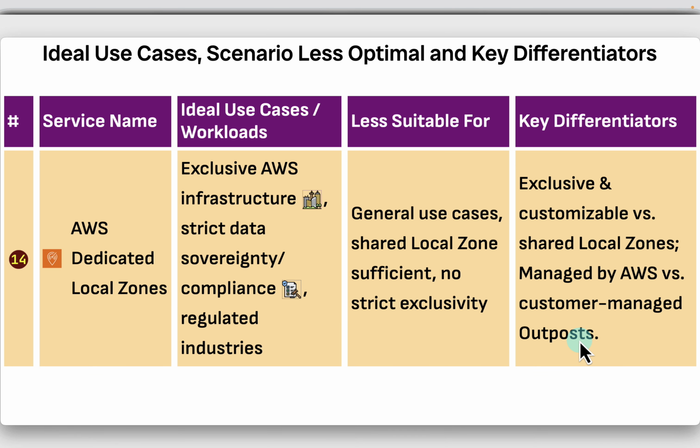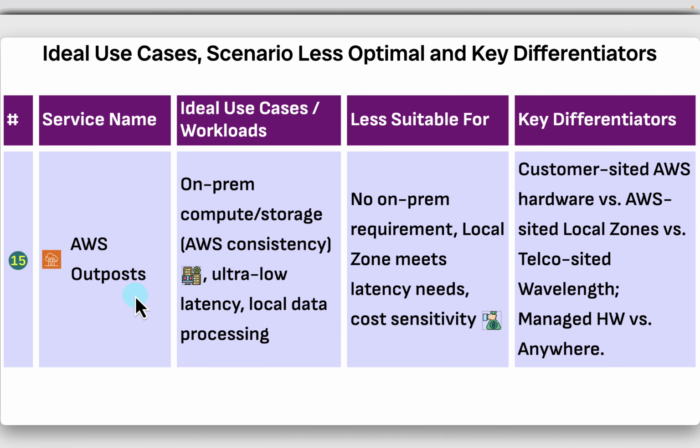So Outposts I will also cover. AWS Outposts. Ideal use cases are on-premises compute and storage needs, AWS consistency when you need a similar user experience, ultra low latency, and local data processing. It is less suitable when there is no on-premises requirement, if a Local Zone meets latency needs, and when you are cost sensitive. This will be higher cost, so you will go for a Local Zone. If a Local Zone meets latency needs, and you are cost sensitive, you will not go for this.